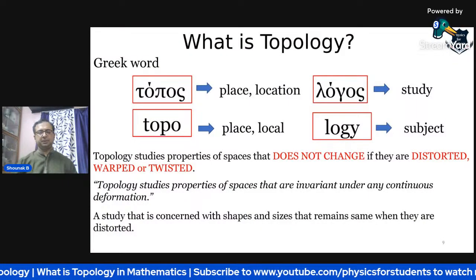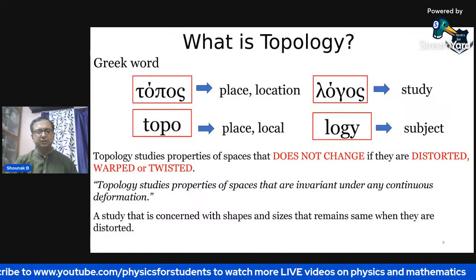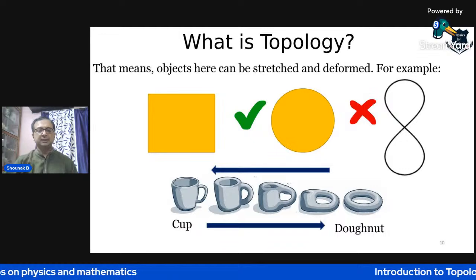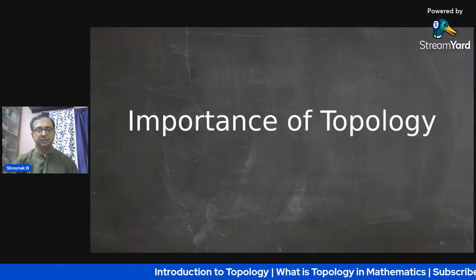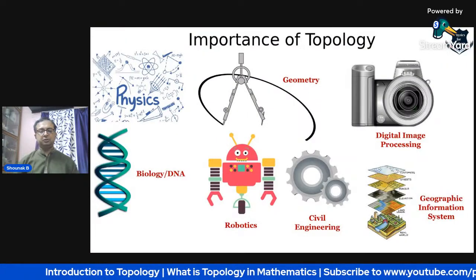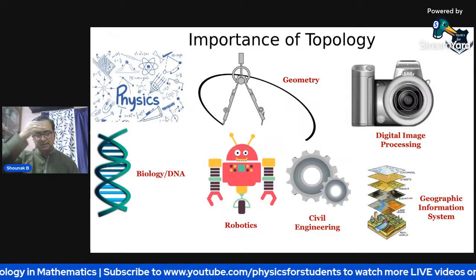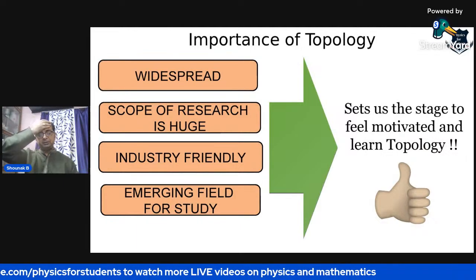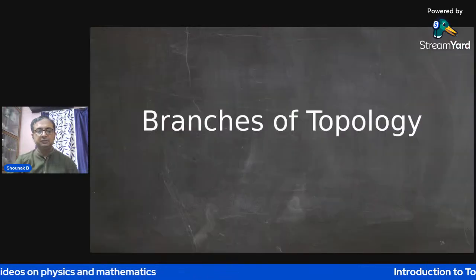We also learned what topology is, which comes from the Greek word topos, and logy, which means study. Things will stay invariant even if we wrap them. So this is the meaning of topology, and a circle is topologically equivalent, but remember, they are geometrically different. We also saw the importance of topology in physics, DNA, robotics, modeling, geography, GIS systems, and many other usages. So it has widespread usage, the scope of research is huge, and it is an industry-friendly and emerging field of study.